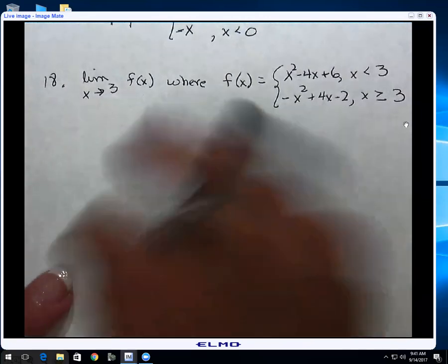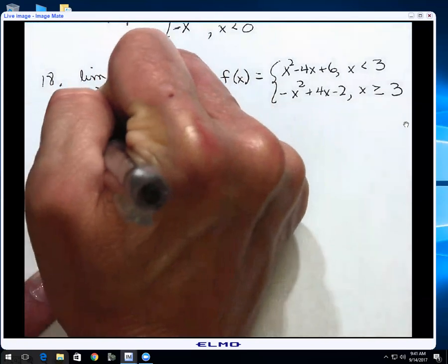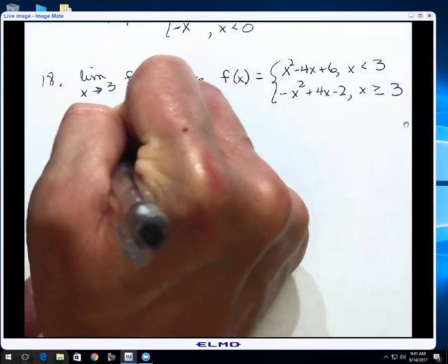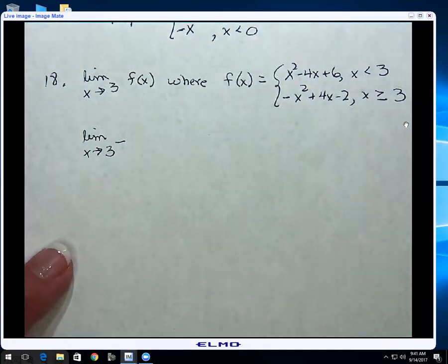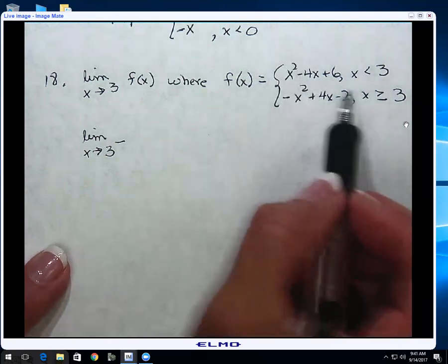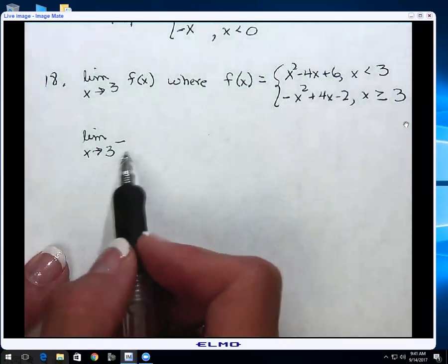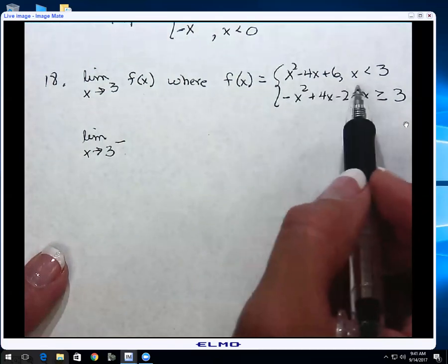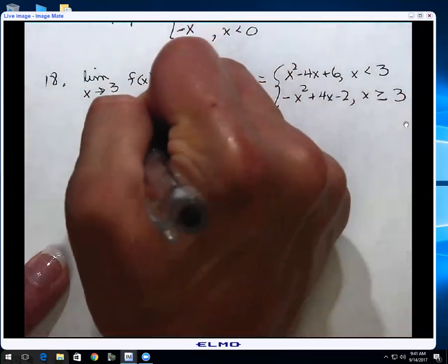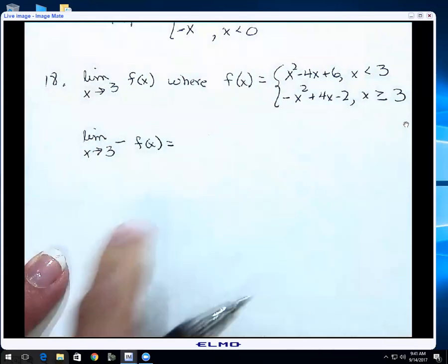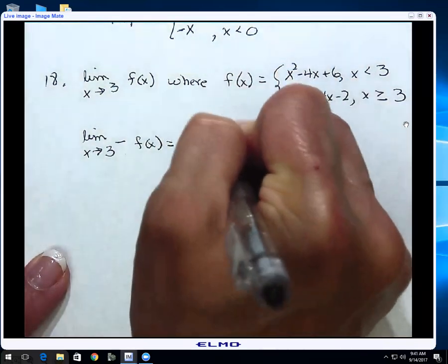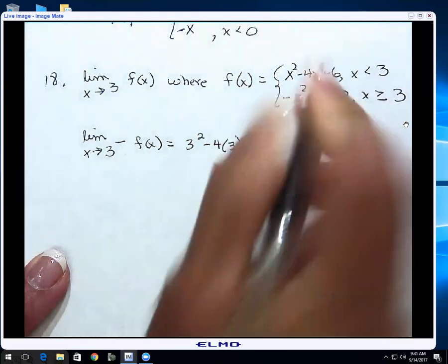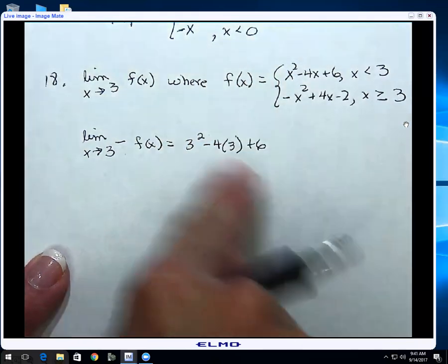So if the problem asked me for the limit as x approaches 3 from the left, how would I find it? Put 3 into the top function, because if I'm approaching 3 from the left, that's numbers that are a little bit smaller than 3. So the limit would be 3 squared minus 4 times 3 plus 6. 9 minus 12 is negative 3, plus 6 is 3.